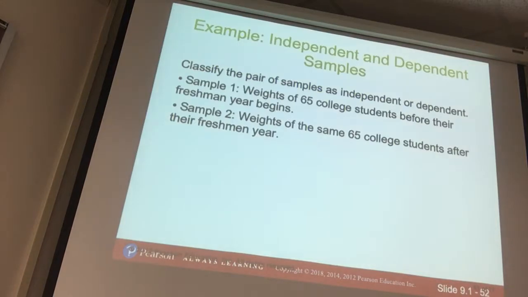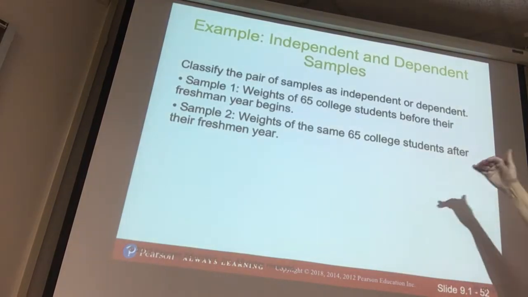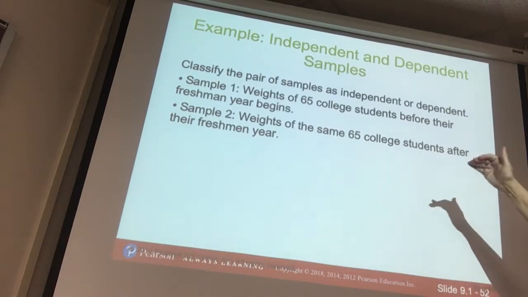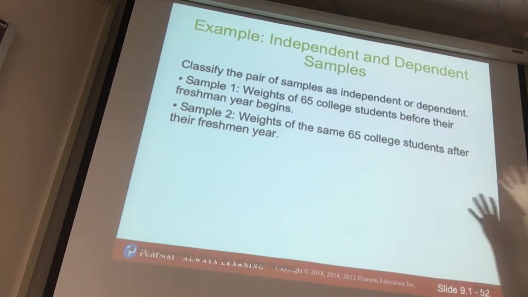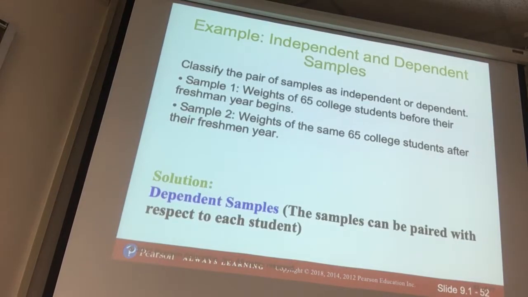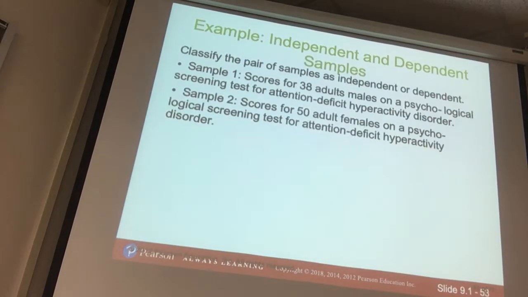Okay, so here it says classify the pairs of samples as independent or dependent. So weights of 65 college students before their freshman year begins, weights of the same 65 college students after their freshman year. Are they connected? Yes, we're using the same students. Okay, so that would be paired data, right? They're dependent on each other. They are paired with respect to each student, okay?